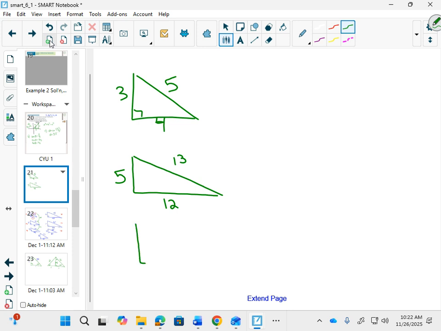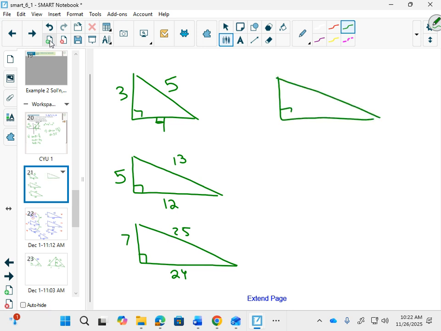And the third one I'm going to show you is 7, 24, and 25. And what I want you to do is find a pattern and tell me what's the next one that I'm going to draw, or at least something I'm going to draw on it. What do you think I'm going to draw on the next one? 9, you're right. I'm going to put a 9 here. And the one after that, I'm going to put an 11. What else do you notice? Close, but not quite.